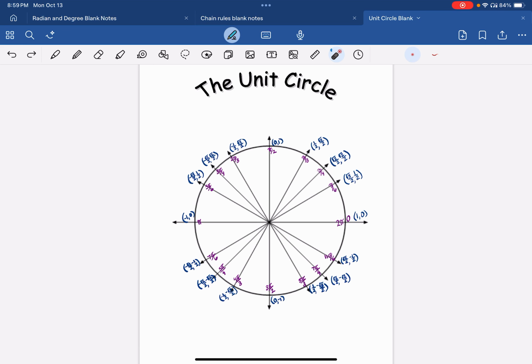Hello everyone. In this video, we are going to convert from radians to degrees. If you would like to see how to derive the unit circle, then that will be in another video.